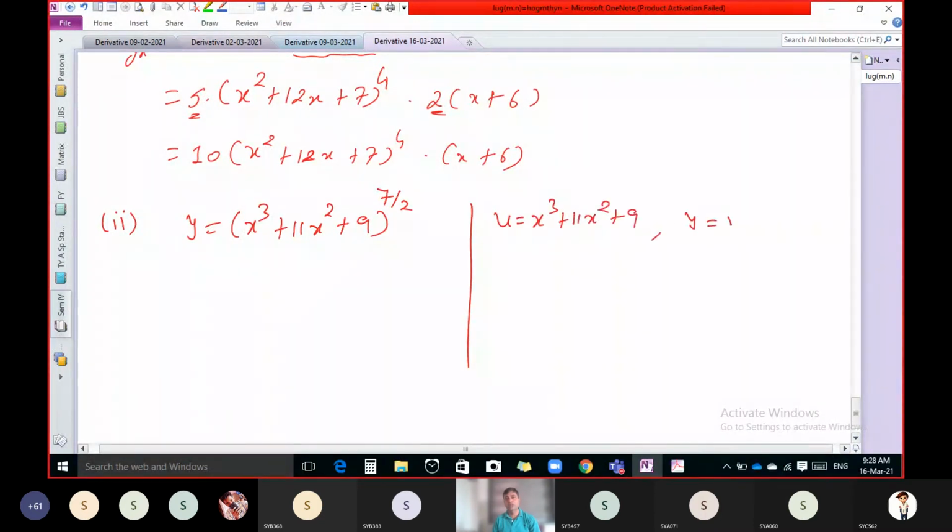So your y becomes u raised to 7 by 2. Now you just have to find the derivative of this. Tell me the derivative. 3x square plus 22x. Correct. Now dy by du. Find the derivative of this.